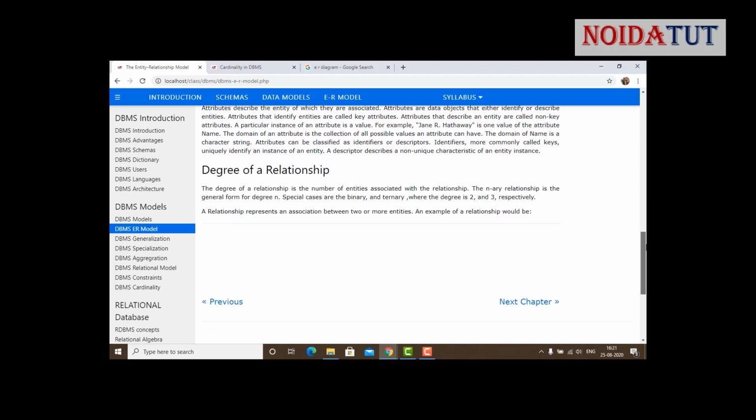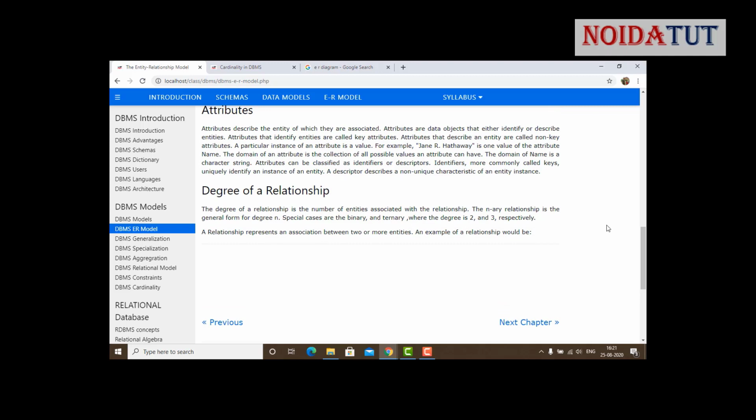Now proceeding further, when we talk about the degree of relationship: the degree of relationship is the number of entities associated with the relationship. The n-ary relationship is the general form of degree n. Special cases are the binary and ternary, where the degree is 2 and 3 respectively.